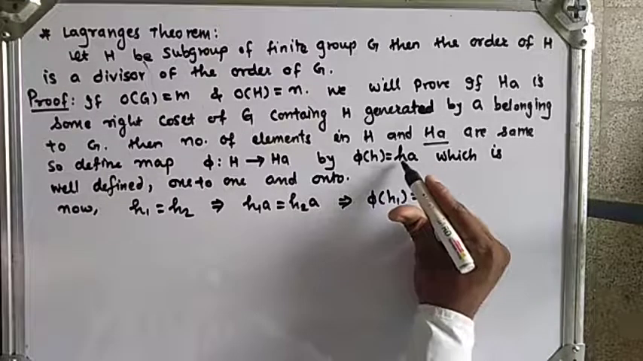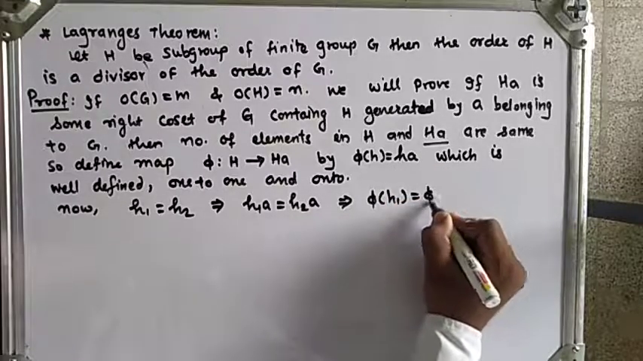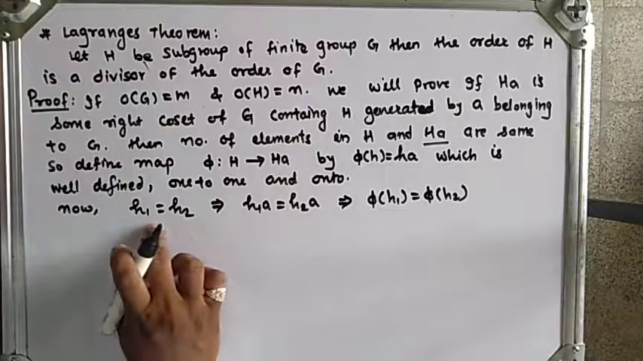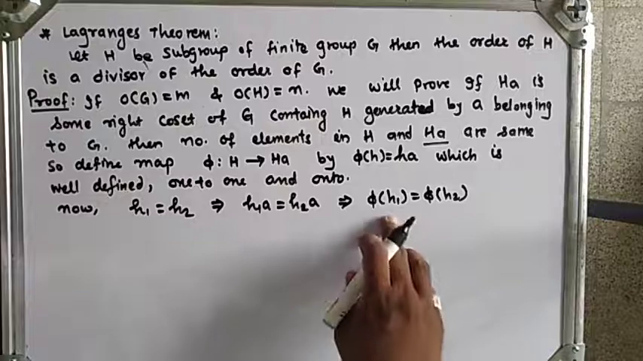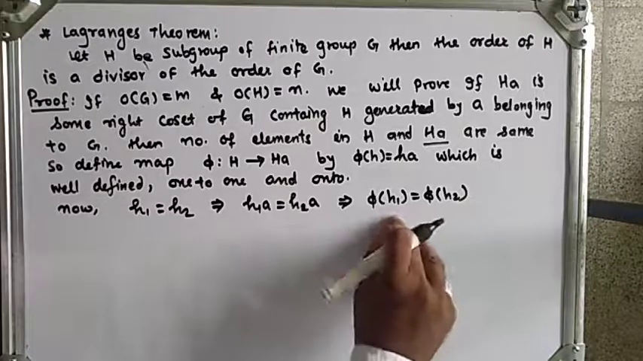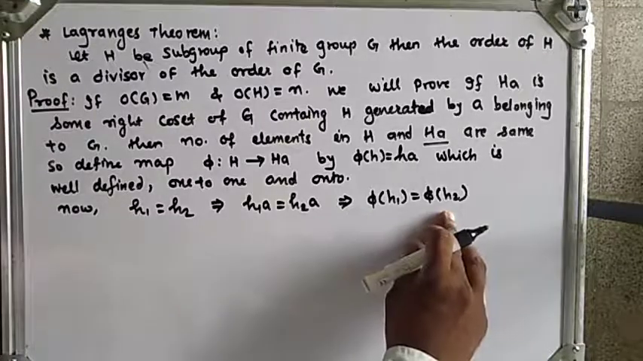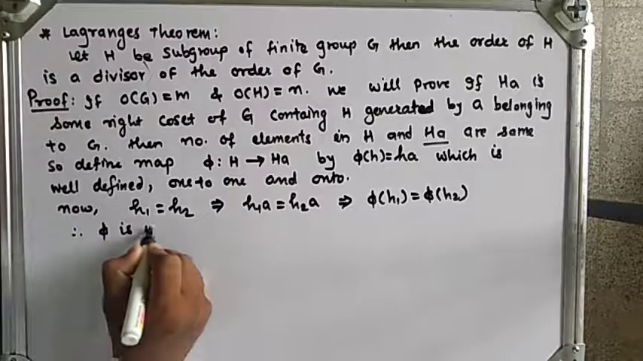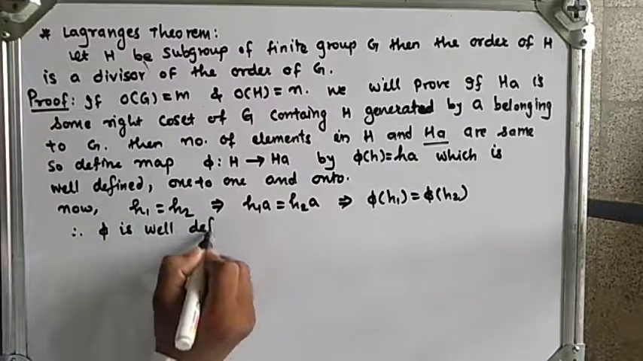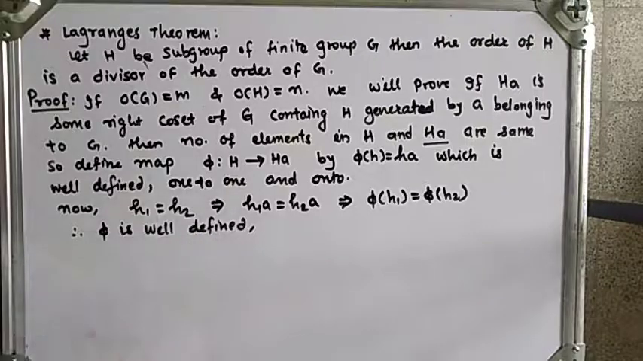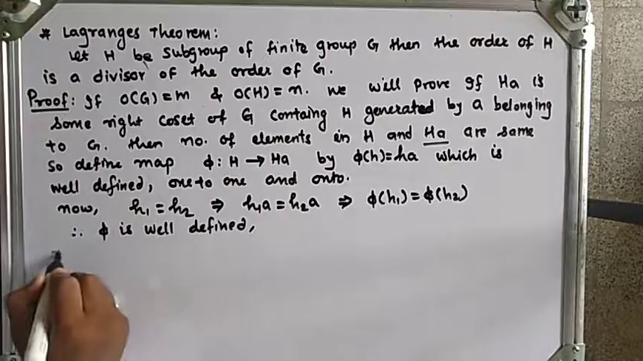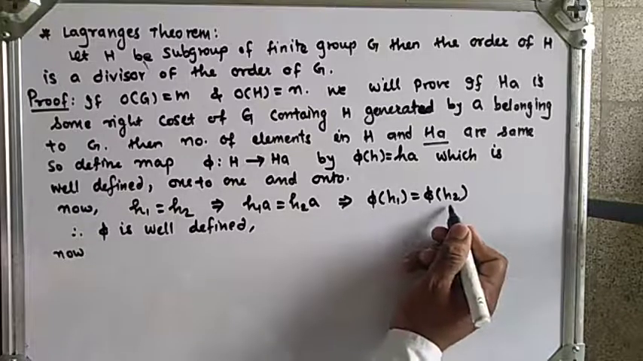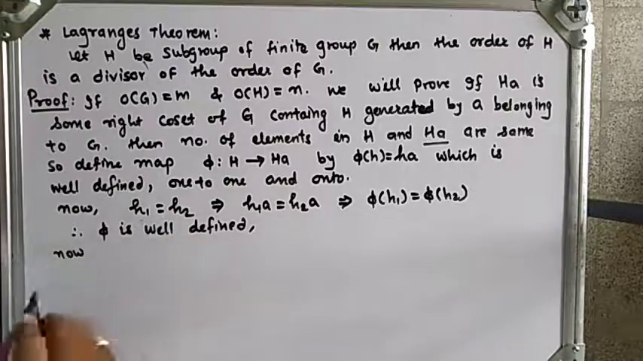So I will replace H by H2, then we will get phi of H2. Here I have taken the images equal, then finally I get phi of H1 is equal to phi of H2, which means phi is well defined. Now to prove phi is 1-1, I will take phi of H1 is equal to phi of H2, then we will prove H1 is equal to H2.